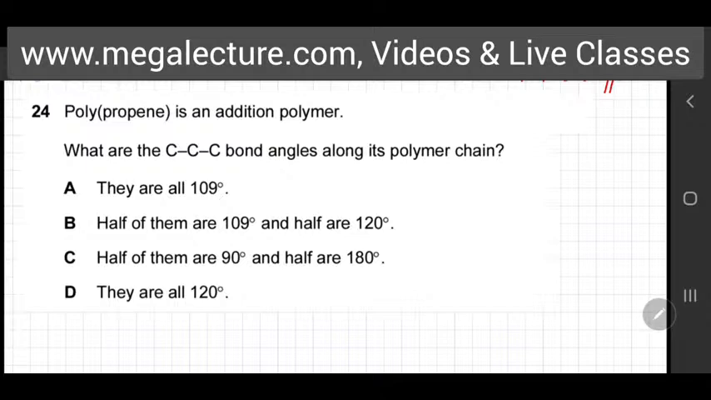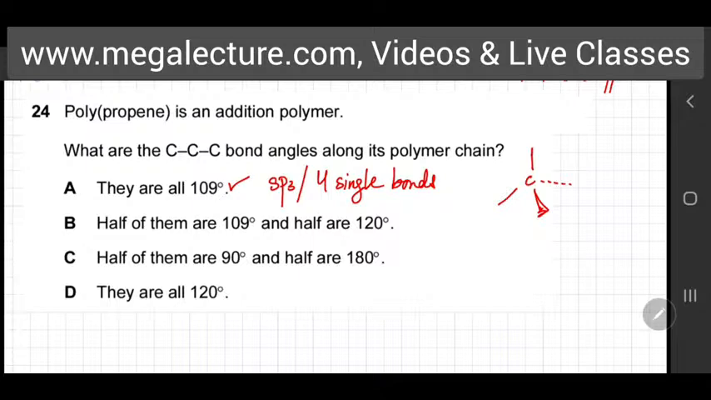The following question is that polypropylene is an addition polymer. So, what are the C-C-C bond angles along its polymer chain? I know that in a polymer chain, it's usually a saturated molecule. So they're all going to be 109 degrees because carbon would be sp3 hybridized. It would be making four single bonds. It's going to be tetrahedral. So each carbon atom, when it's making four bonds, the shape of the carbon would be this one.